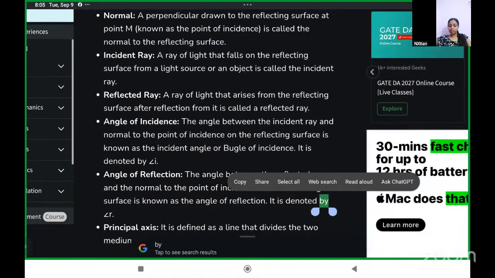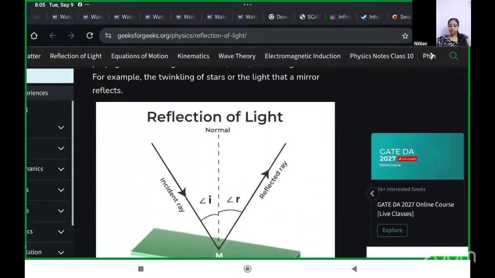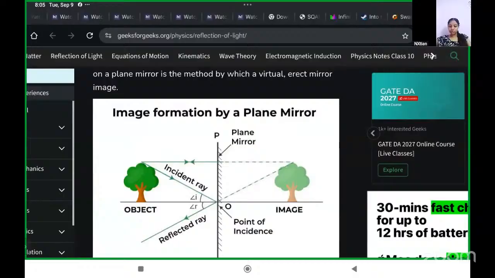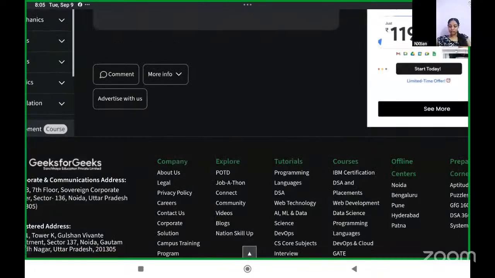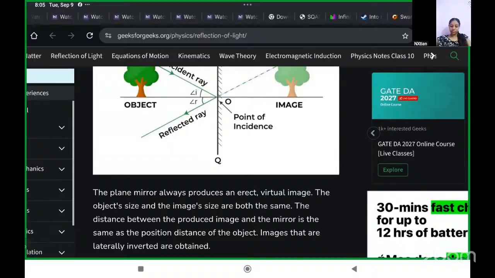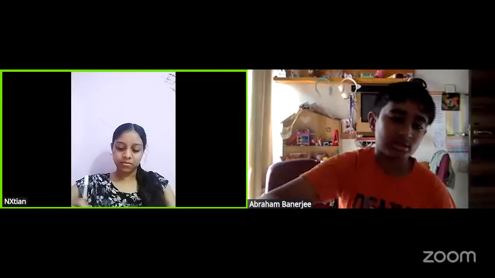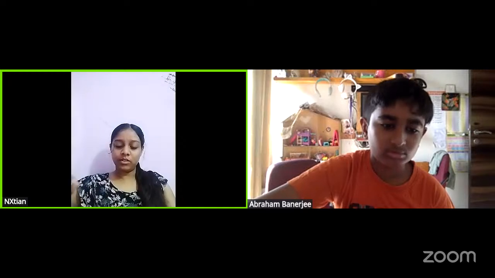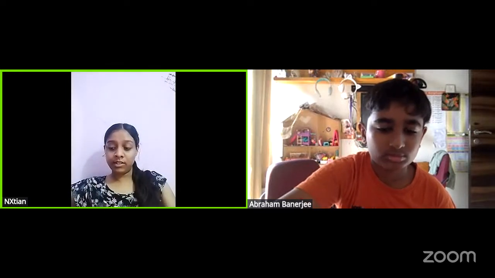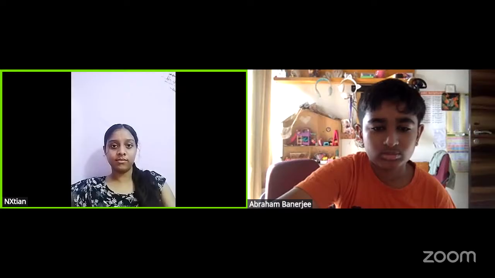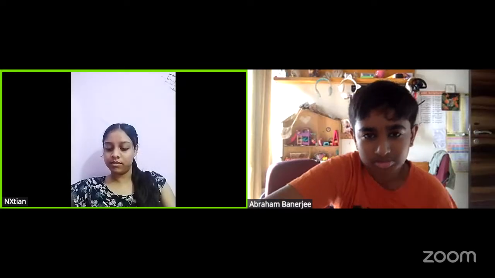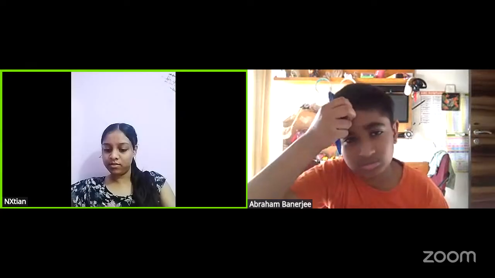Yes, ma'am. I think principal axis is that line when you're doing the refraction of light, that line that comes in between and separates the medium, for example air, water or glass. Okay, I don't think that's the principal axis, or I don't know if that's what you're talking about. Can you see this diagram?